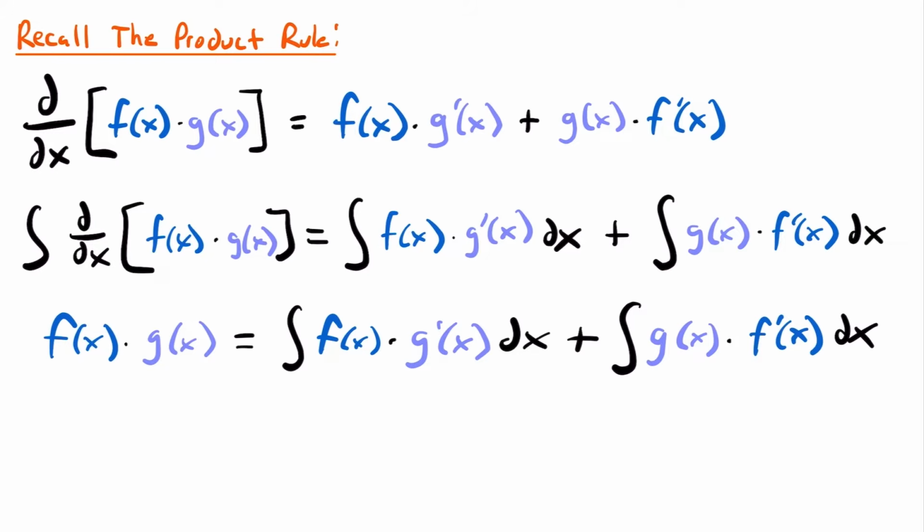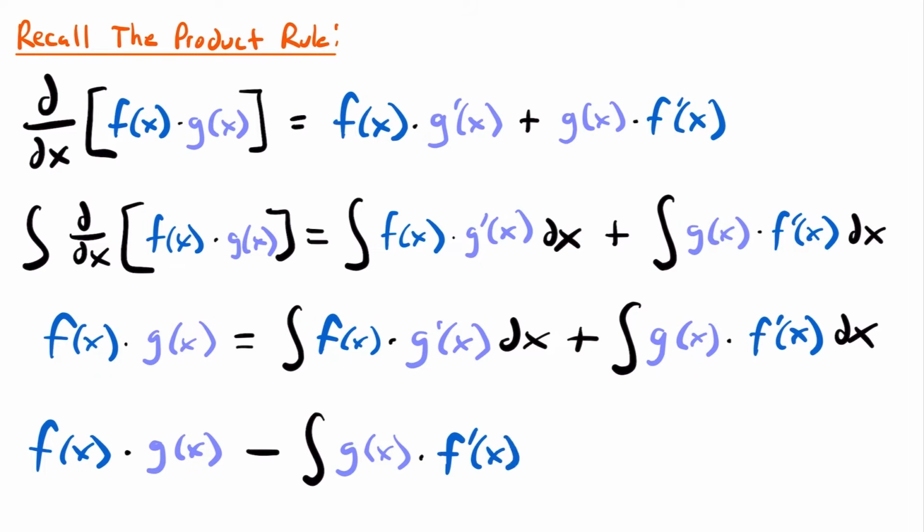If we do that, we will have f of x times g of x, and then we will subtract this integral. So we'll have the integral of g of x times f prime of x times dx, and that will be equal to this integral, which is the integral of f of x times g prime of x times dx. All right, and so this equation right here is the integration by parts formula, but it does look a little bit different than how it's typically presented, and so let's rewrite this into a more simplified form that is a little bit easier to understand.